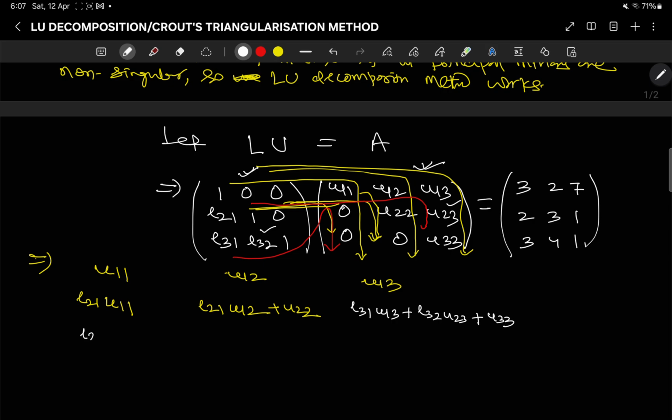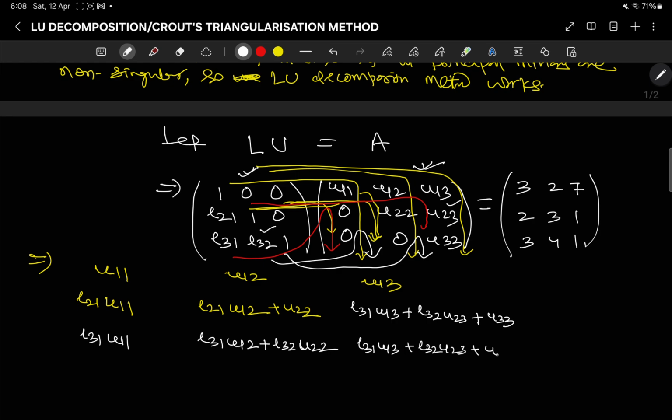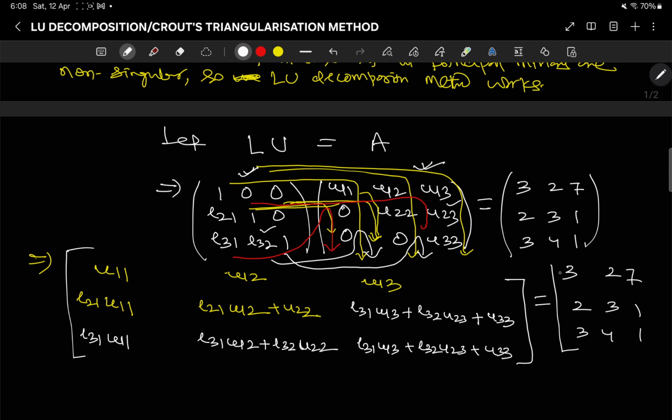It gives L31 U11, and with the second column it is L31 U12 plus L32 U22. Then the third row with the third column gives L31 U13 plus L32 U23 plus U33. This matrix is the same as matrix A, 3 2 7, 2 3 1, 3 4 1. Now these two matrices are equal, meaning the corresponding positions are the same, accordingly in all places.